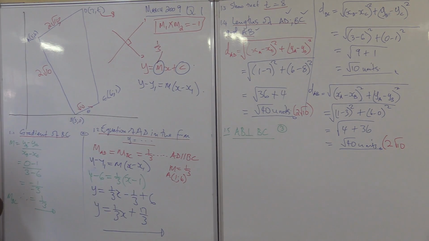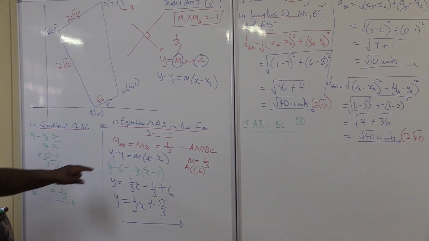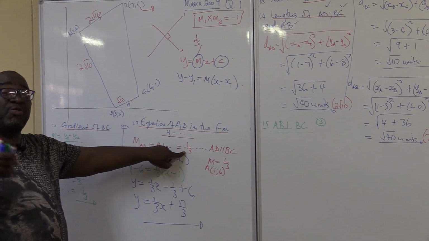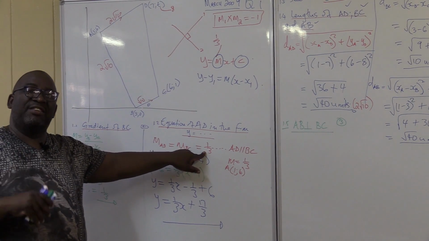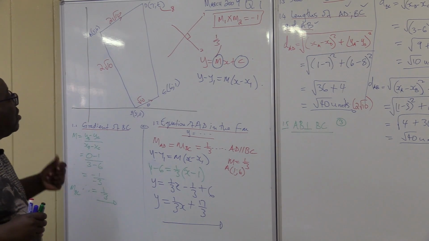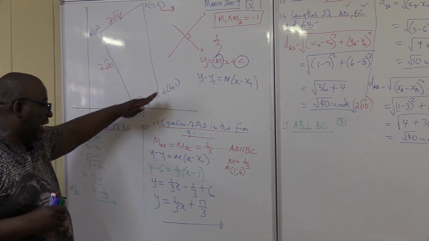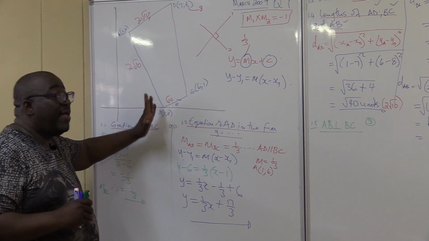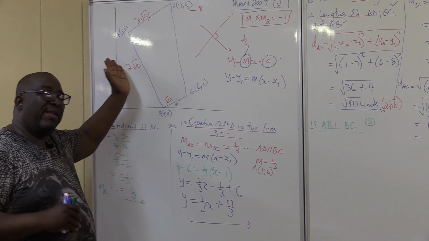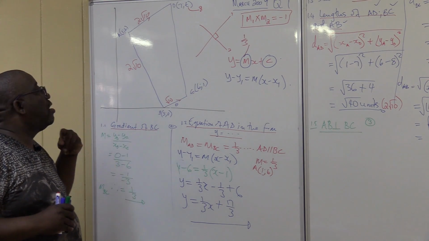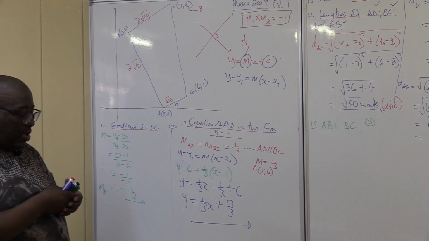But we know one gradient. We know the gradient of BC is 1 over 3. So the other one must be negative, and that negative must be 3 for us to get perpendicular lines. Since the gradient of BC is 1 over 3, for these two lines to be perpendicular, this gradient definitely must be equal to negative 3.